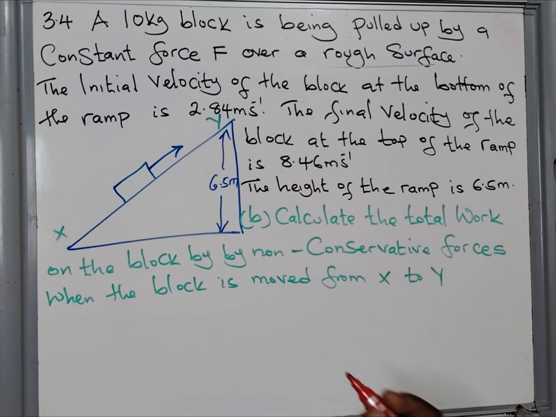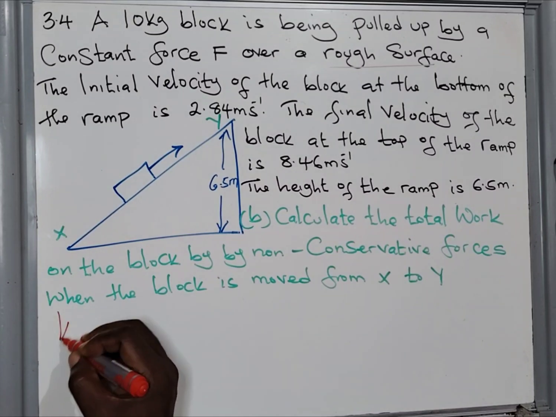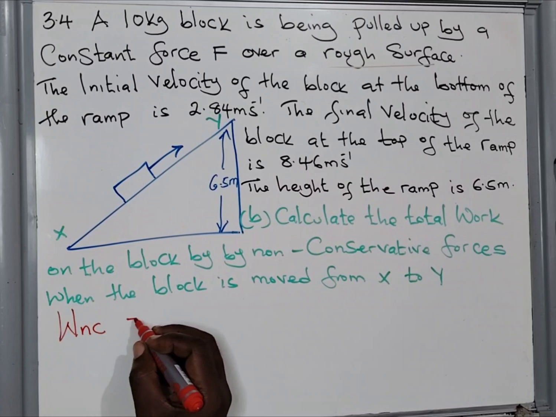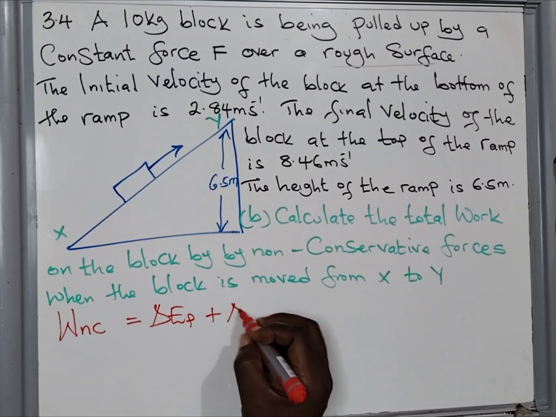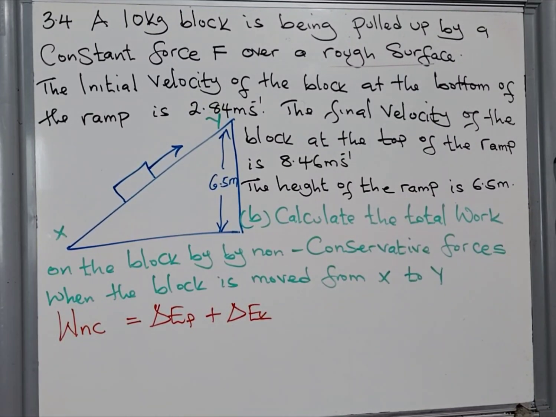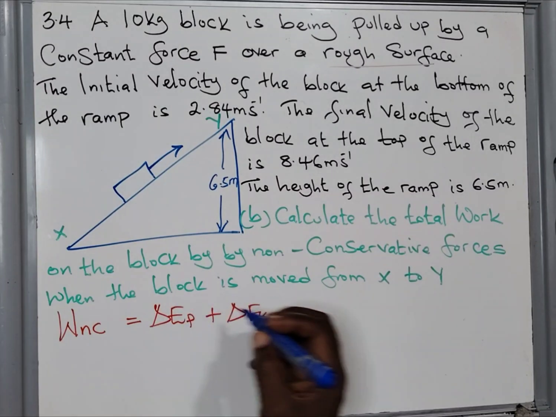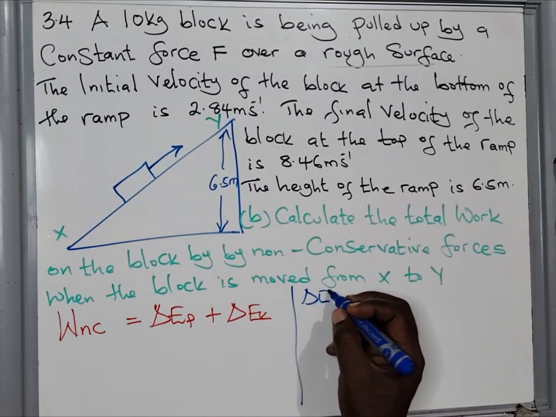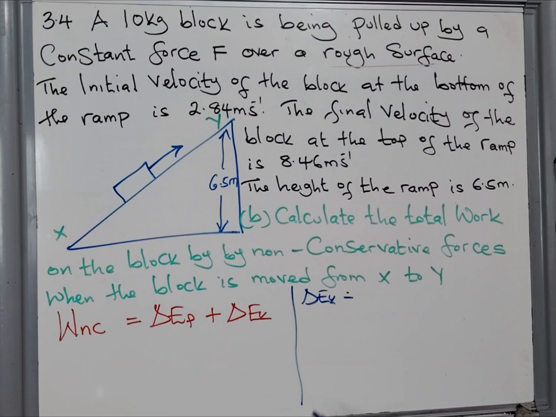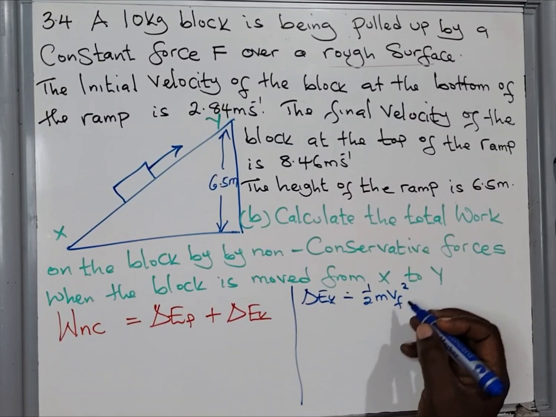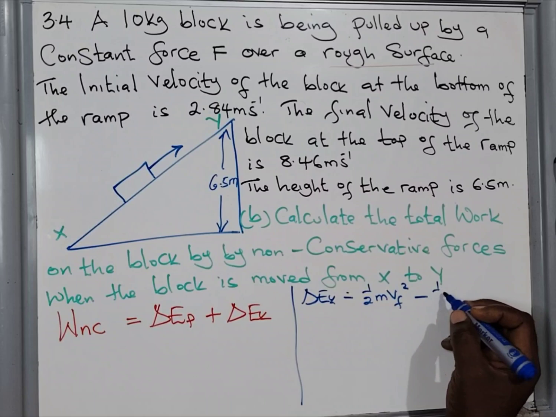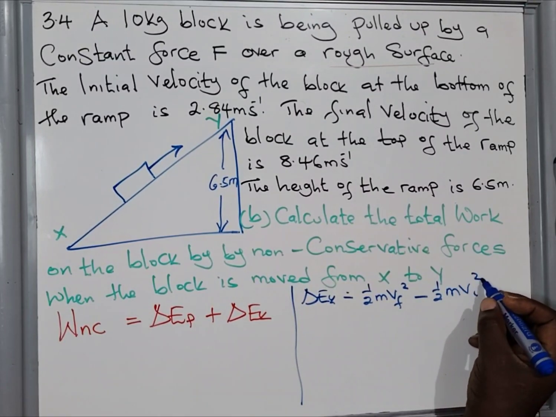To do this, the best approach is to have this equation. It says that work done by non-conservative force is equal to change in potential energy plus change in kinetic energy. So that is the easiest approach we can use here. From here, we can find each of these. Let's start with change in kinetic energy. What does that mean? It's a half m v_f squared, which is the final kinetic energy, minus a half m v_i squared.